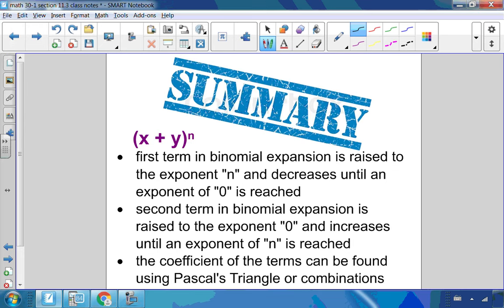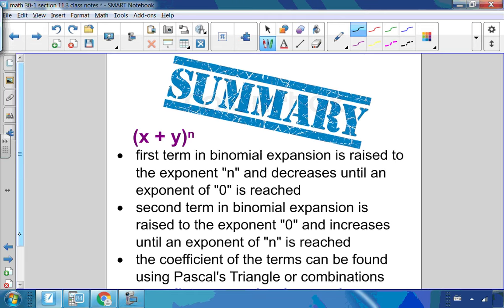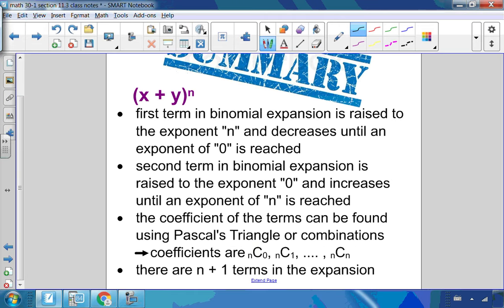Okay, so to summarize this lesson, our first term in the binomial expansion is raised to the exponent of n and decreasing exponents until 0. Our second term in the binomial expansion is raised to the 0 and increases to an exponent of n. The coefficients again can be found using Pascal's triangle or combinations. Remember, you start your combination with whatever your exponent is. So if I have something cubed, all of my combinations will be 3c, 0, 1, 2, all the way up to 3. So you start at 0 and go all the way up until your n value.